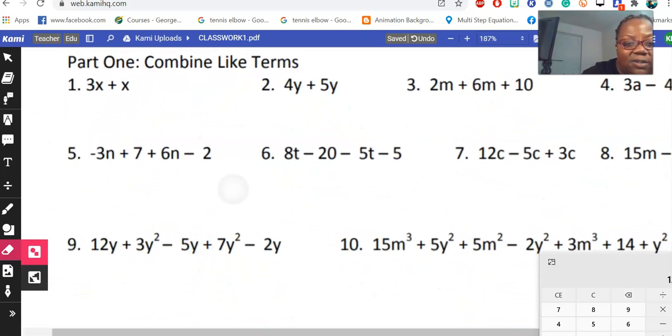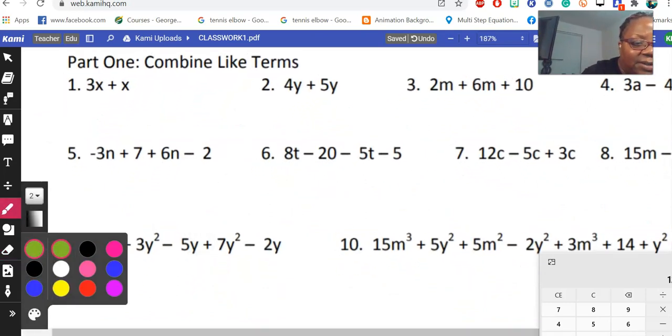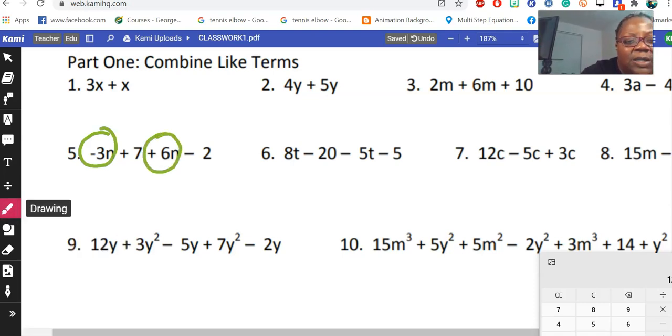Number 5 gets a little bit longer. We're going to combine the like terms. I see a negative 3n and a positive 6n. Negative and a positive, I will subtract, keep the sign of the higher digit, which is the 6n. Now, if you're not sure how I got 3n out of that, you need to go back and look at those integer rules. Okay? That's going to be a common theme throughout the next 12 classes we have left. 10, 9, 8, whatever.